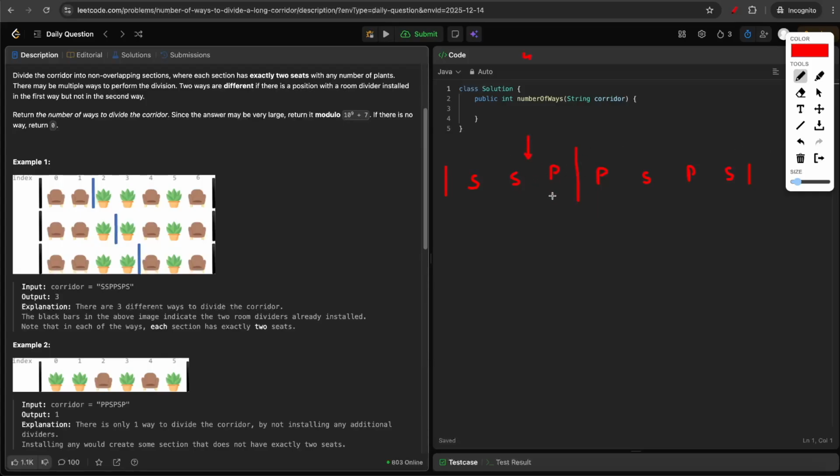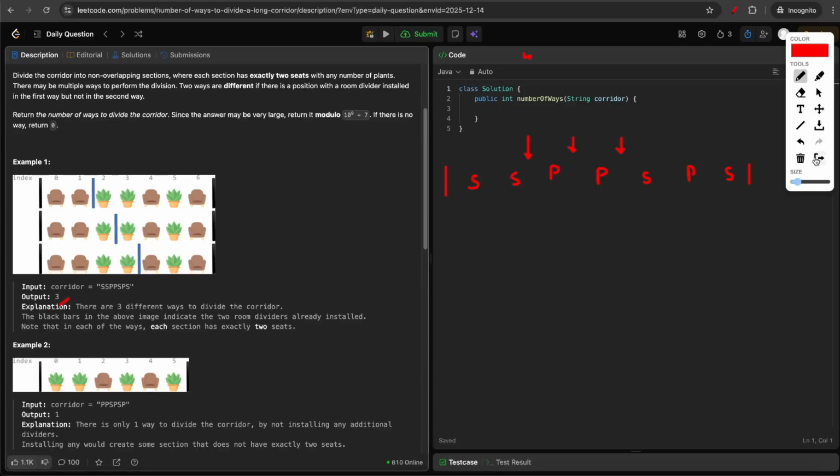And here also, if you make a division, then also it holds two seats in the left and two seats in the right. So this is the second possible division. And you can divide it here as well, because left two seats, right two seats. So you have three possible ways to divide. You can't divide it here, because if you do it, on the left hand side you'll have three seats and right hand side you'll have one. So that is invalid. Each section must have exactly two seats. So in total you can divide in three possible ways. So the output will be 3.